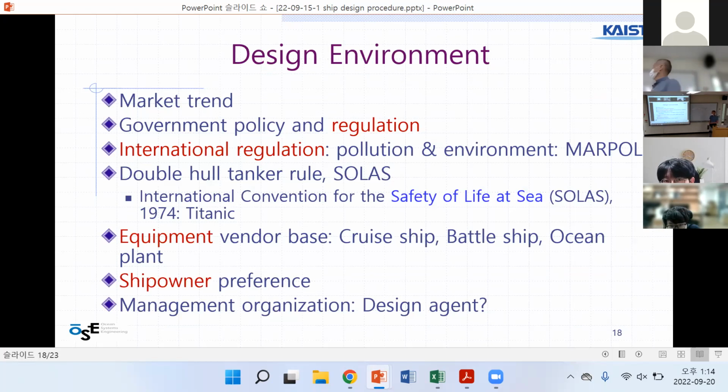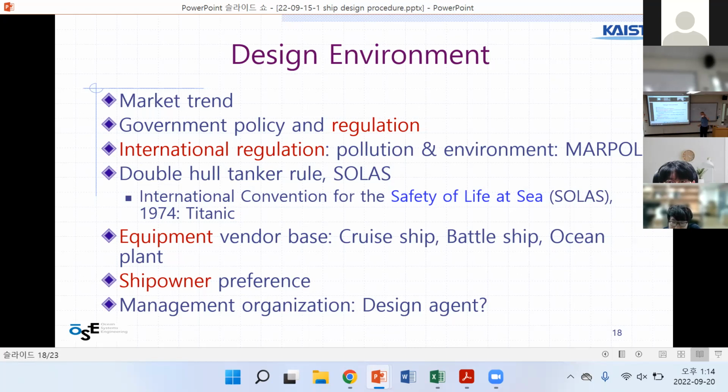Design environment. As a designer, you should consider this kind of thing. Market trend: is a bigger ship increasing, or is a smaller ship better? The Airbus A380, they stopped production. Why? Bigger is better, right? Why not? It was too big for the market. There is not enough market need. So you need to know the market.